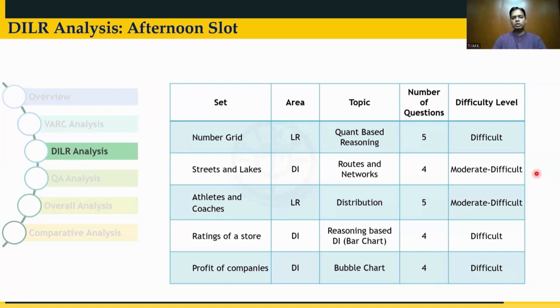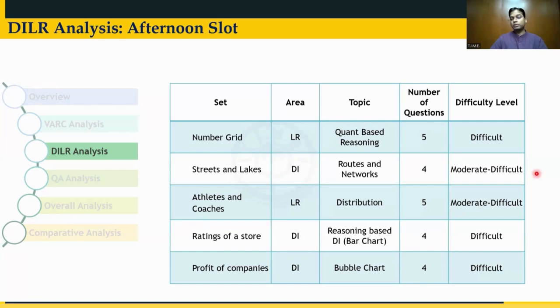Then there is a set on profit of companies, profit after tax, number of employees. So this was a bubble chart, and this had 4 questions on it. And this set looks scary or intimidating because of the nature of the charts. There were several companies and several bubbles, and there were 2 charts, and to look up these charts to understand what they mean, students would have been a little intimidated by the data, and that is what would have made this set difficult.